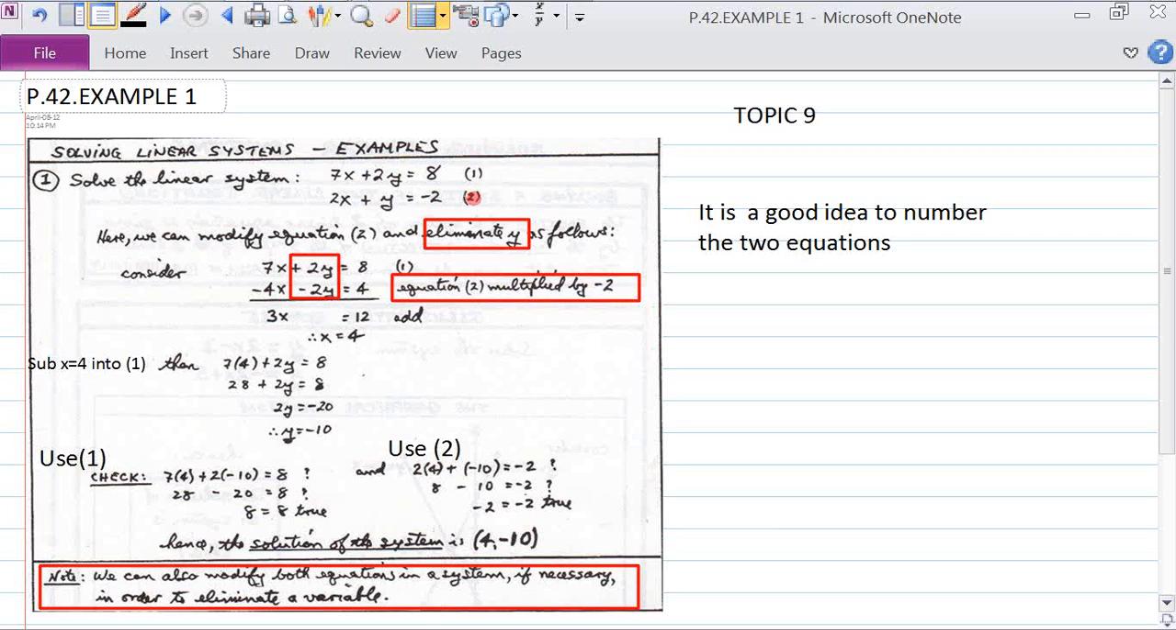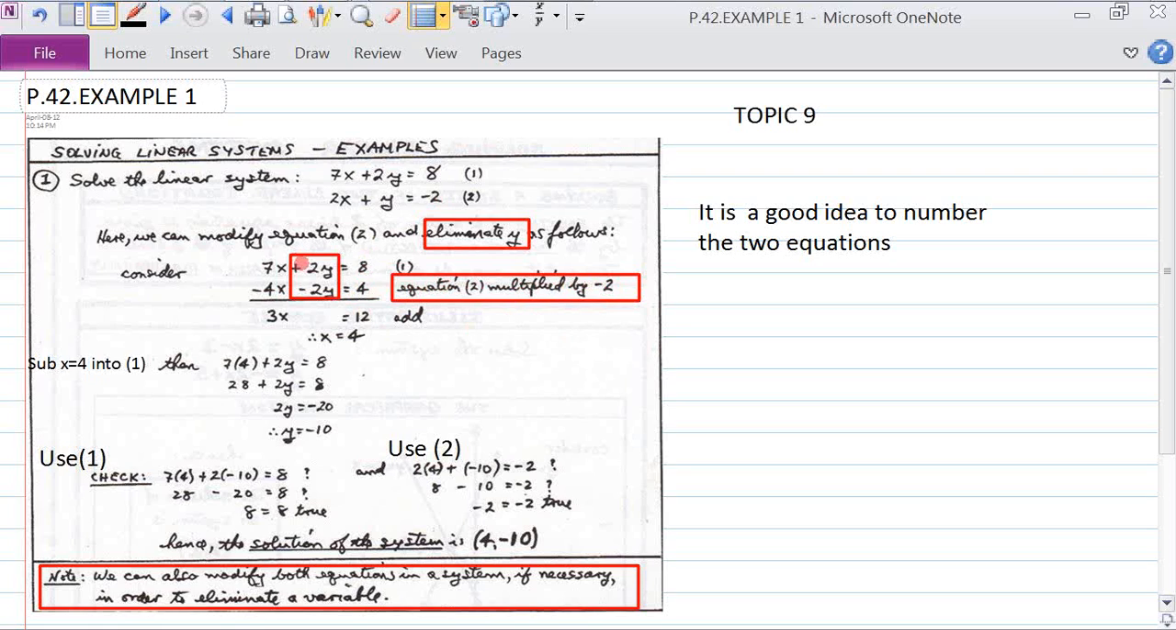So we're going to multiply equation number 2 by minus 2. So minus 2 times 2x becomes minus 4x. Minus 2 times plus y gives us minus 2y. There's an implied 1 in front of the y, so minus 2 times plus 1y gives us minus 2y. And then minus 2 times minus 2 gives us plus 4. So what we're doing is taking equation 2 and multiplying each term by minus 2.